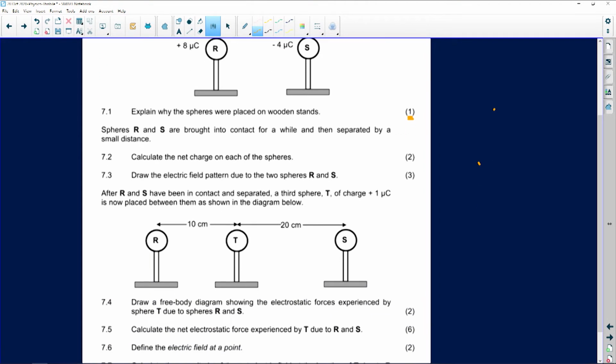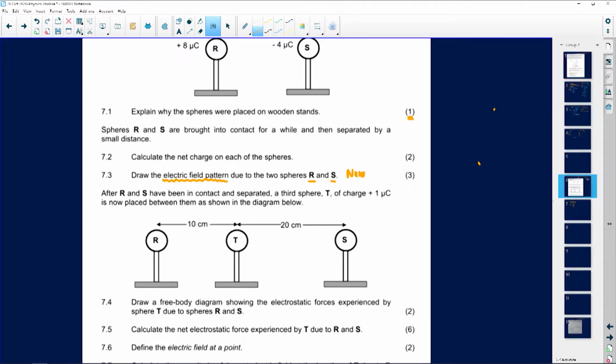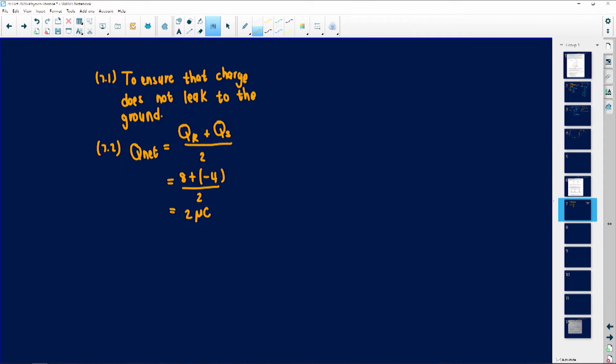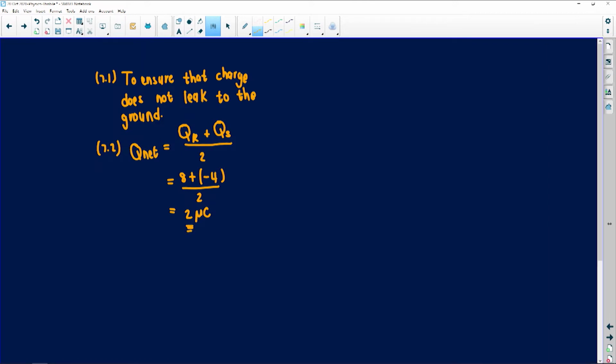The next question says, I must draw the electric field pattern due to the two spheres of R and S. Now look here. It says, of the two spheres of R and S. This means the new one. And when we talk about the electric field pattern, we must say how the electric field is actually going to move and so forth. Now remember, here we just calculated that both of them are going to be positive after they touch and then move back together. I'm just going to say 7.3 here. Now, meaning that both are going to be positive.